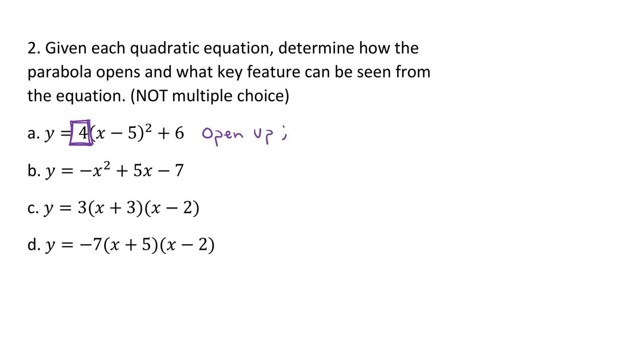Now, this is vertex form because it's the one with the parentheses with the square plus a number behind it. Therefore, our vertex is what we can see from here and here. So this is going to be showing us a vertex. Our vertex in this case is actually going to be +5, +6.